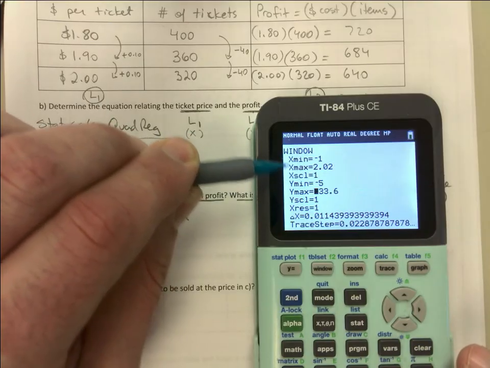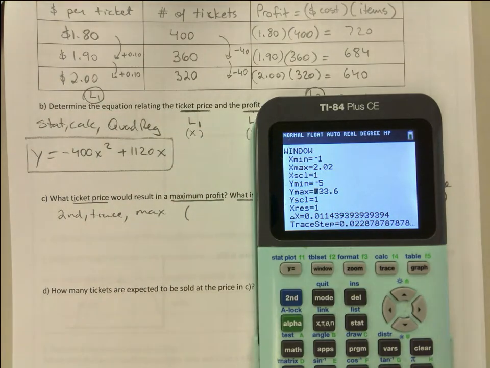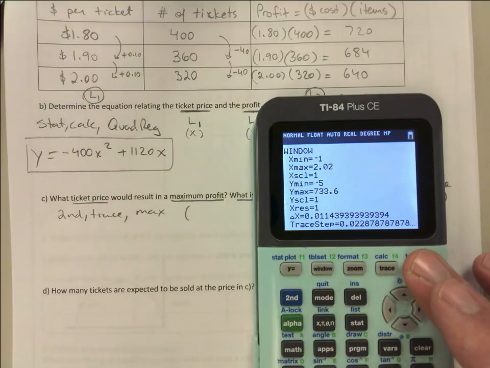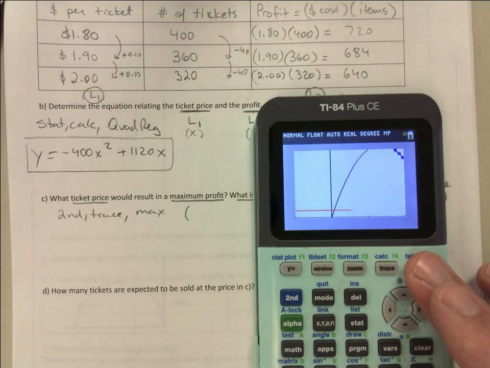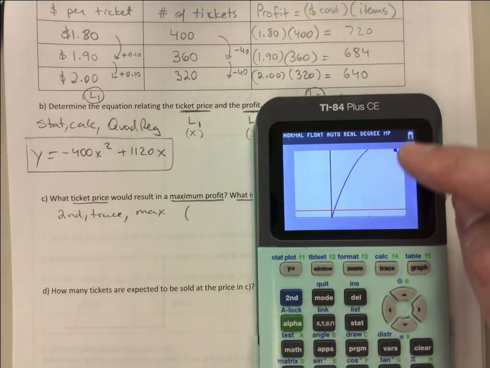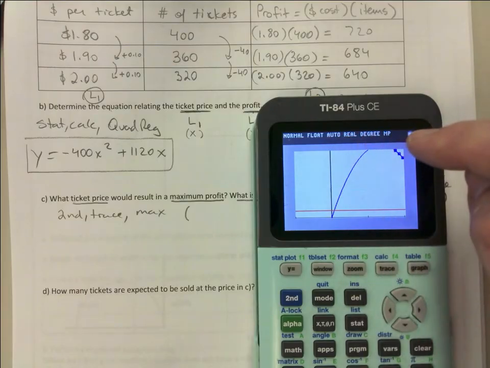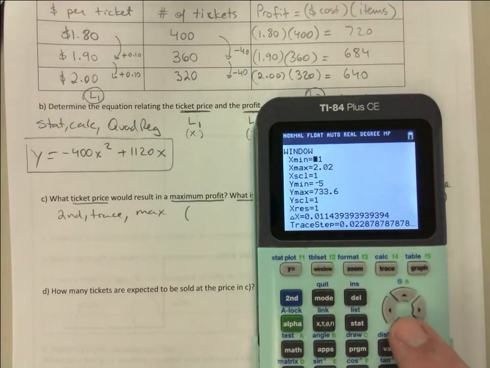Make sure your X min and Y min is negative. That's what I'm trying to say here. Hit graph. Now you see a little bit more. I got to increase my X max. I got to increase my Y max. So I'm going to do that right away.